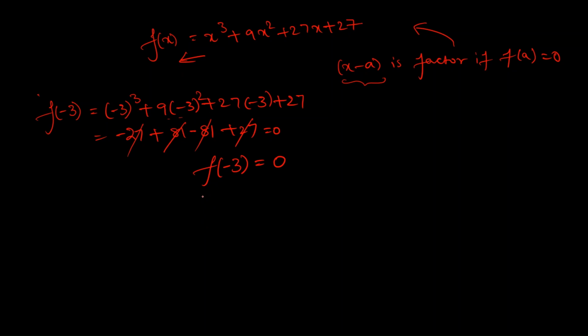So what is the factor for this f of x? We have to write this as x minus a. In place of a we have minus 3. So minus of minus 3. Minus of minus is plus. So this can be written as x plus 3. So x plus 3 is factor of this particular f of x. So we know this particular f of a is 0. For f of minus 3 it's 0. From that the factor is x plus 3.